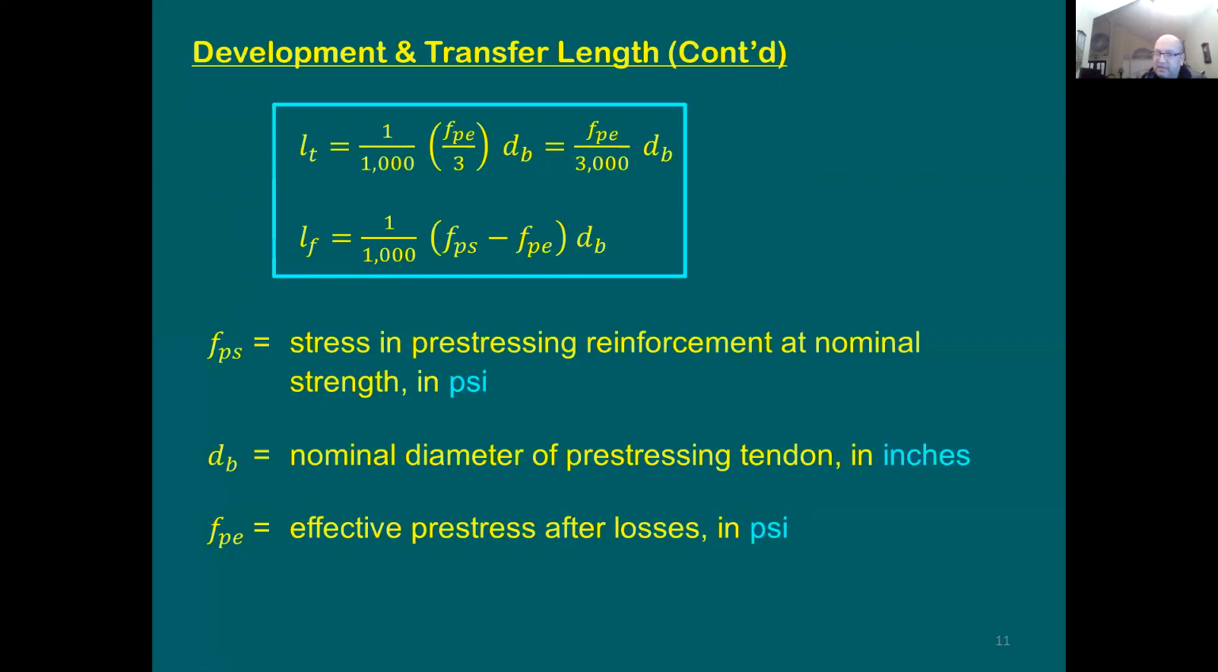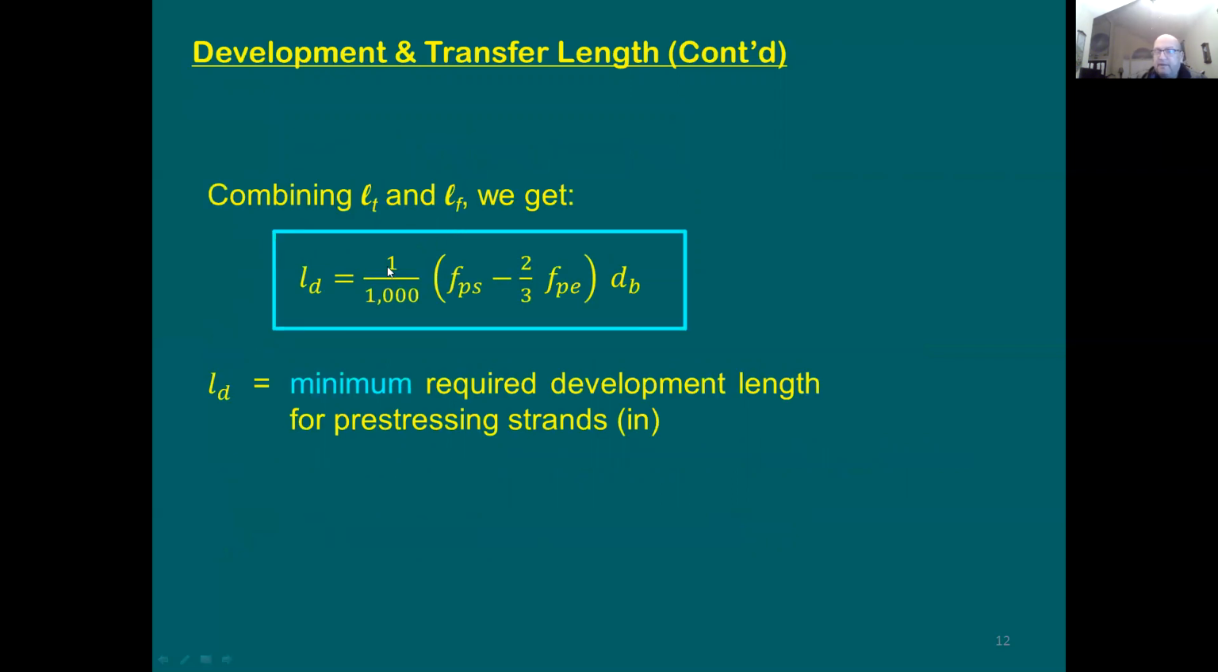Now, L sub D, which is the development length, is going to be equal to L sub T plus L sub F. Here's the equation for L sub D. I'm just adding the two lengths together, which means I'm adding L sub T plus L sub F, so I can combine them in one equation. Now, this L sub D is going to be the minimum length required for the pre-stress strands. It's the minimum development length that you can provide for the strands.